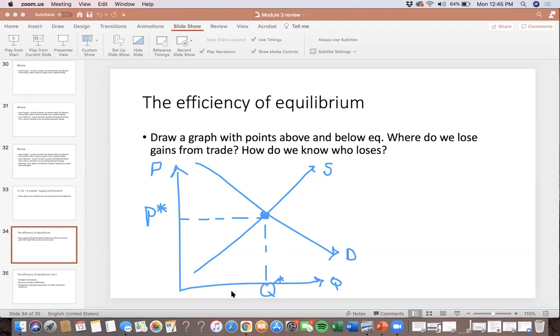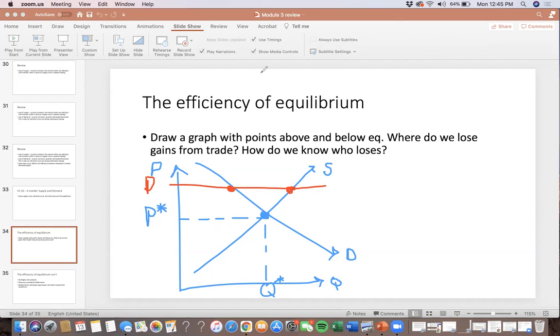So where could we lose gains from trade if we don't end up at this equilibrium? Well, I'm going to show you. I'm going to draw it red. Okay, so if for some reason we were up here at this higher price, we would have a demand that wanted a quantity down here, and we would have a supply that would supply out here. So we see in this case, suppliers and buyers are not on the same page. We are not wanting the same quantity demanded. We don't have that same quantity equal.